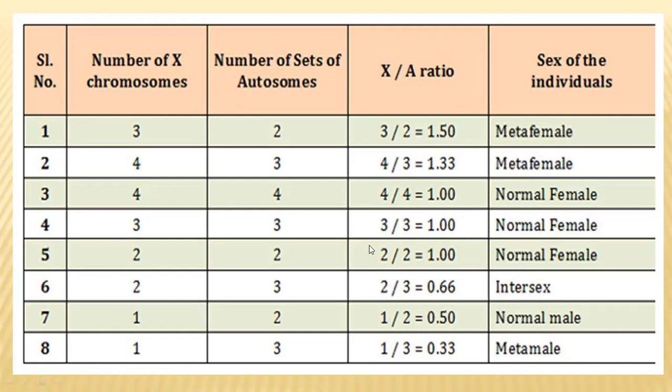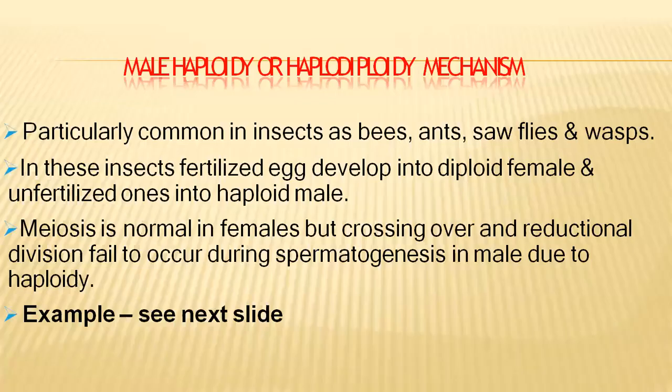So in this way, if the ratio is exactly 1, they will become normal females. If the ratio is exactly 0.5, they will become normal males. If the ratio falls between 0.5 and 1, they become hermaphrodites or intersexes. So in these organisms, half the portion appears like male and half appears like female. And if the ratio is above 1, they become meta females. If the ratio is below 0.5, they become meta males. So in this way, the ratio of the X chromosomes to the autosomal set decides the sex of this Drosophila organism. This is called the genetic balance mechanism.